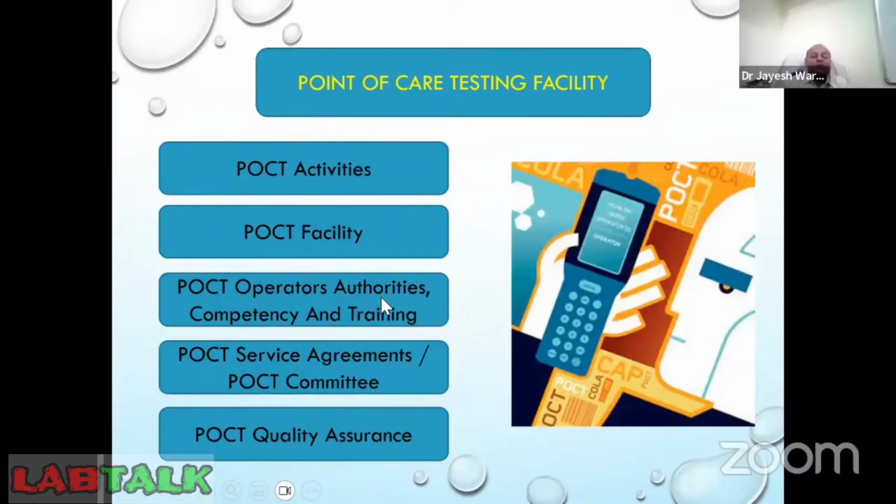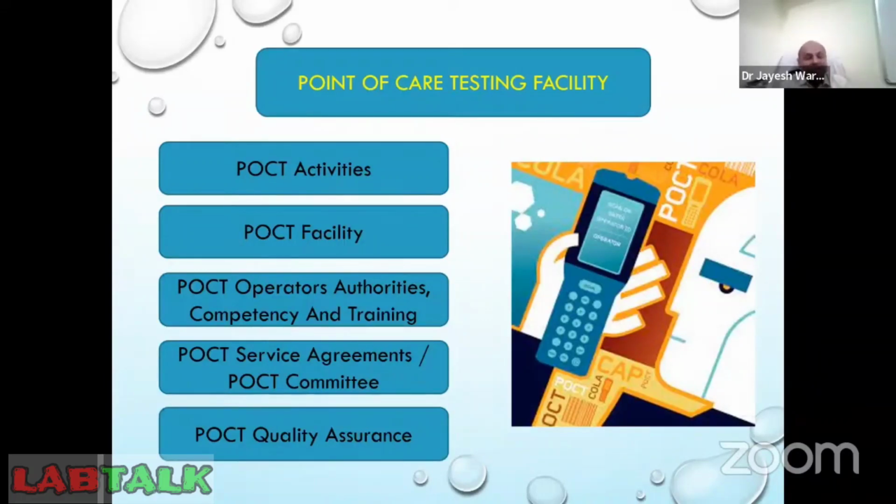You must have operators and authorities and competency training of these operators. So you have to train the operators because the point of care testing activities are not carried out by the laboratory professionals. They are carried out by nursing staff, by paramedical staff, maybe by some clinical assistant or even by clinicians. So these are not laboratory trained personnel. So you should have appropriate competency and training of the POCT operator.